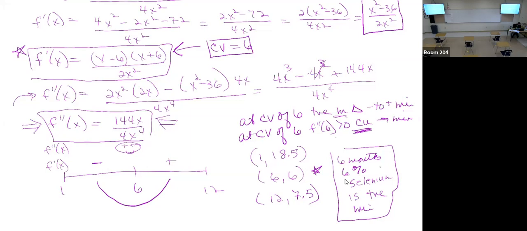I then check my endpoint y values against my critical point, and I found that the minimum happens at the critical value that I discovered. So therefore, at 6 months, the selenium is at its lowest point, which is 6%. Okay, so that's the best solution. Okay, any questions at home about that?